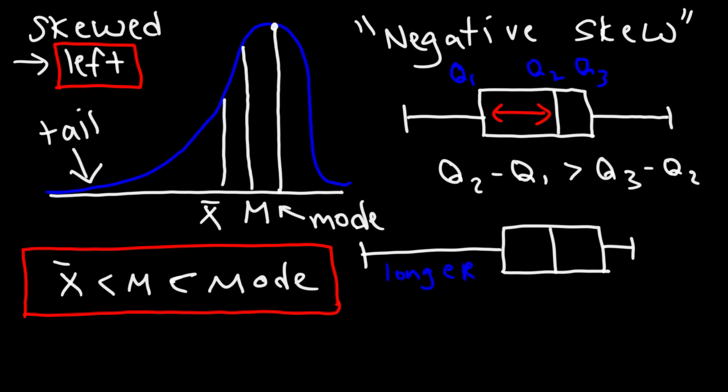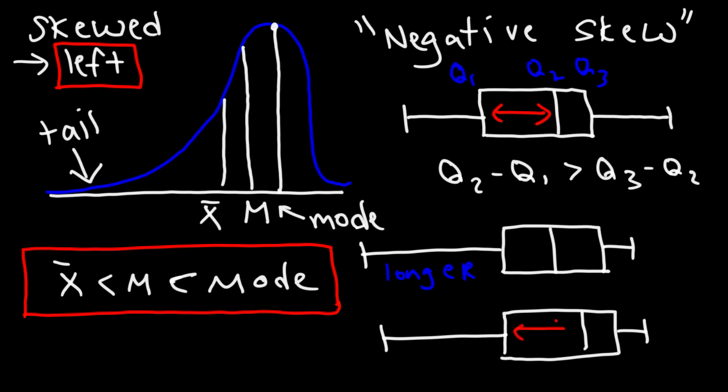And finally, we can have a combination of the two. The box on the left can be longer, as well as the whisker on the left. So that's another box plot that has a negative skew or is skewed to the left.